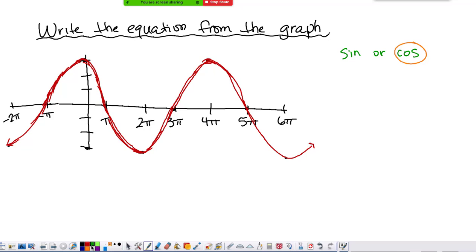The next question you want to ask yourself, since we know that it's cosine, is whether it's a positive or a negative cosine. Yeah, it's a positive cosine. Then we want to figure out what our amplitude is. Our amplitude is the distance from 0, right? So what is it? 3. Yeah, so we know that our amplitude is 3.